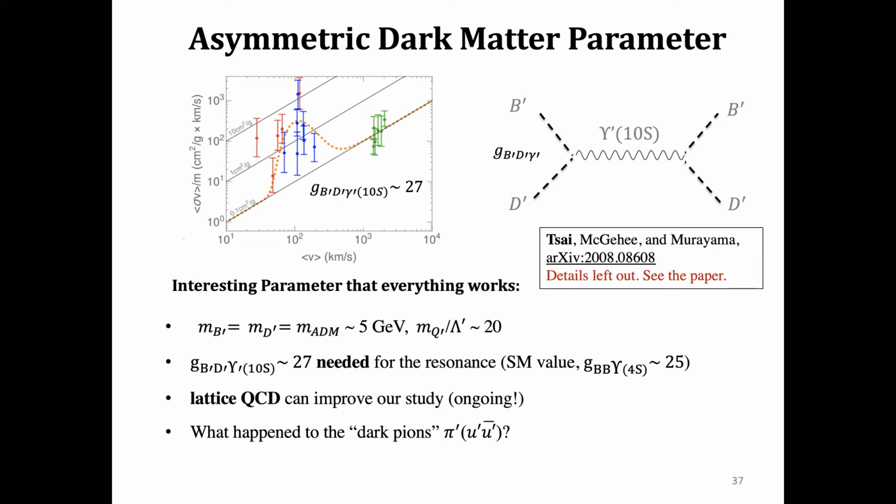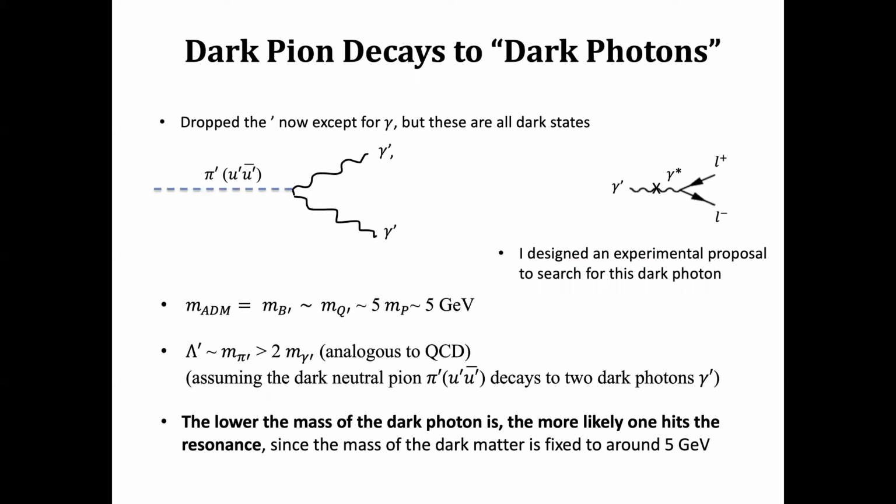And you can now do lattice QCD, and we're chatting with the lattice QCD people that they might be able to do it. Maybe, yeah. And people are actually doing that, as I will show you an example in the end. So now you can ask what happened to the dark pion. Okay, so the dark pion will have to decay.